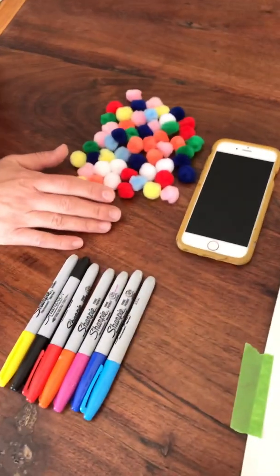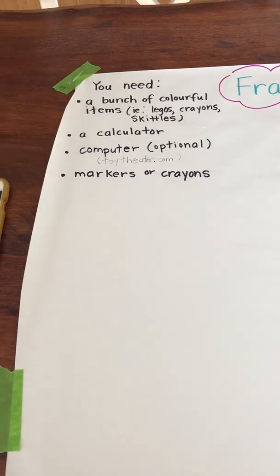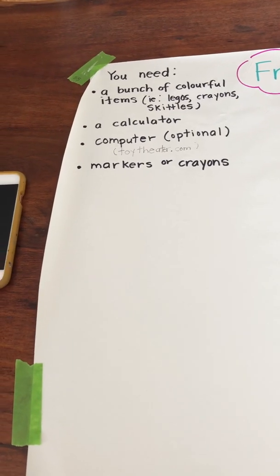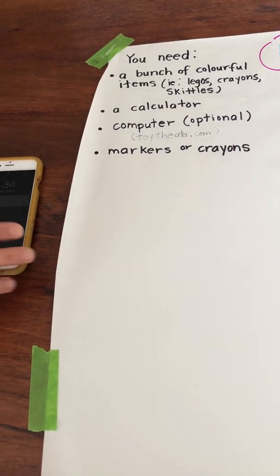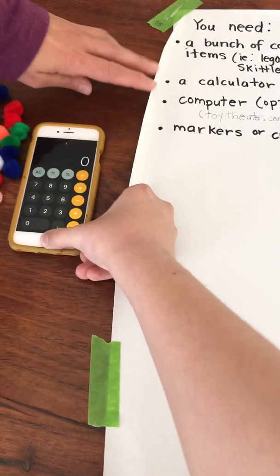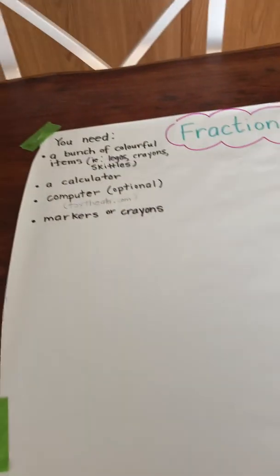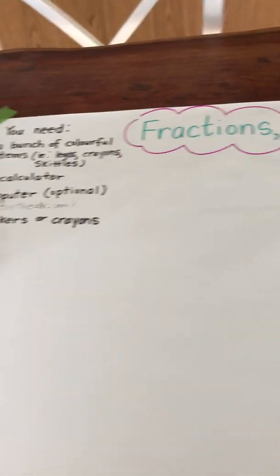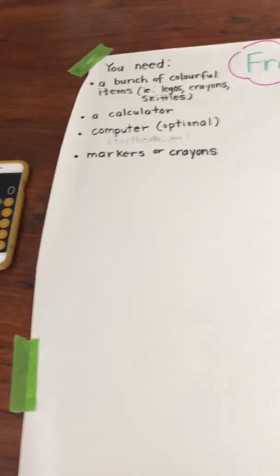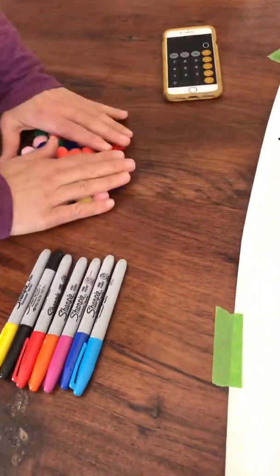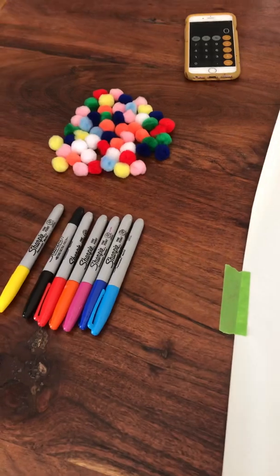You need a couple handfuls of items, like maybe 20 to 60. It doesn't matter really the number. You will need a calculator. I'm just using my phone calculator. You can have your computer available because I have a website on there that I'd like you to check out. It's called toytheater.com, and you need some markers and or crayons.